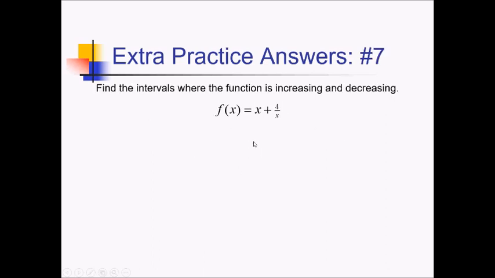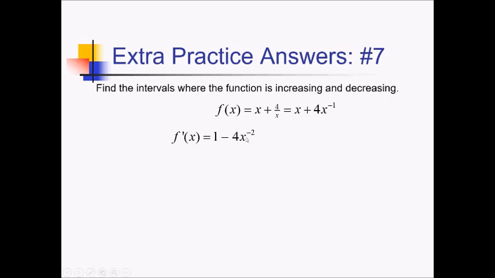On this problem, we're trying to analyze this function to see where it's increasing or decreasing. Let's start by taking the derivative and finding some critical values. And even before I do that, I'm going to rewrite this 4 over x as 4x to the negative 1. A little easier to use the power rule now. So using that power rule, our f prime is going to be 1 minus 4x to the negative 2.